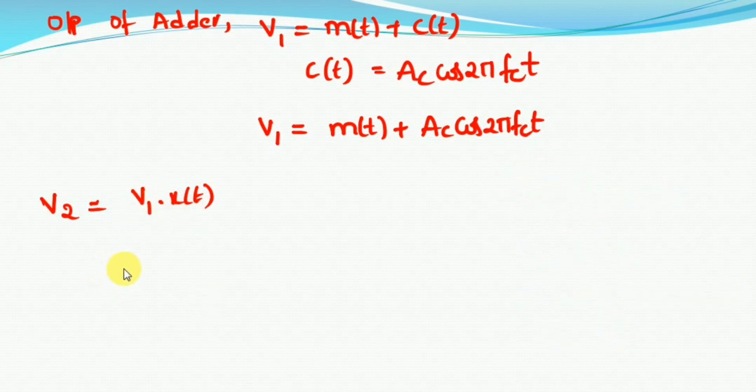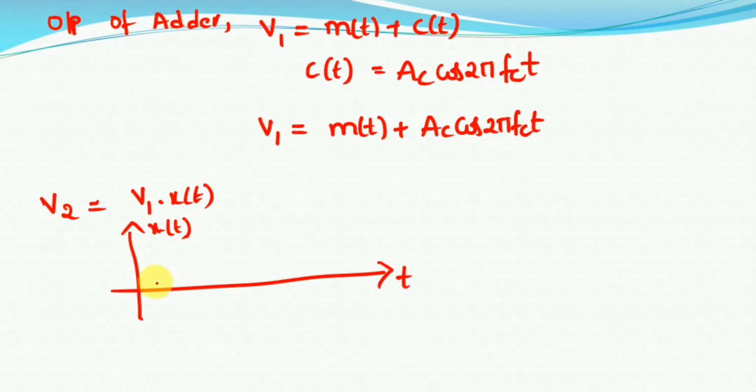Now let us consider that the action of the diode is given by a waveform represented with a pulse signal, or we can call it a square wave signal, which does not have a negative half cycle. So only the positive half cycle will be present and there is no negative half cycle, and its time period I can represent as 1 by fc.